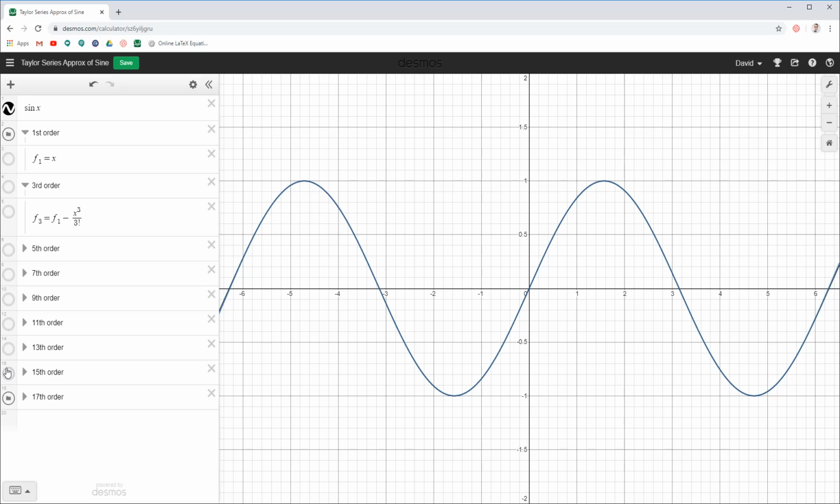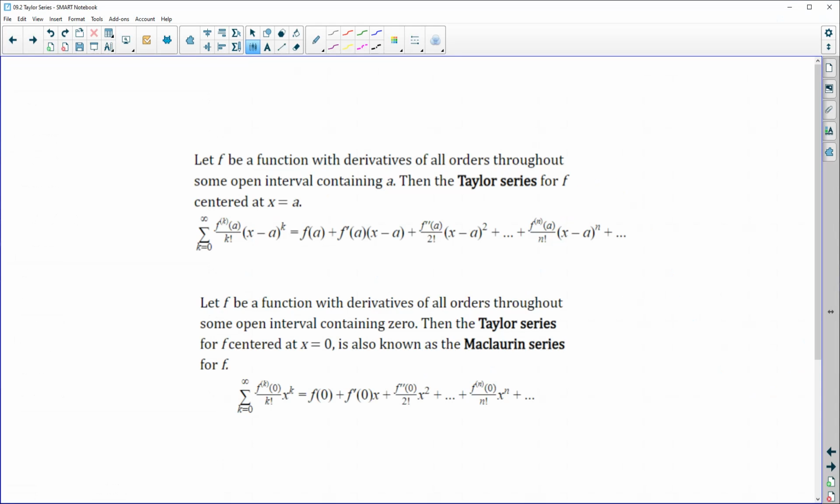Here are the two definitions for Taylor series and Maclaurin series. The main difference is a Taylor series can be centered around any constant a, where the Maclaurin series is a special case of the Taylor series where a equals 0, or the function is centered about the origin.